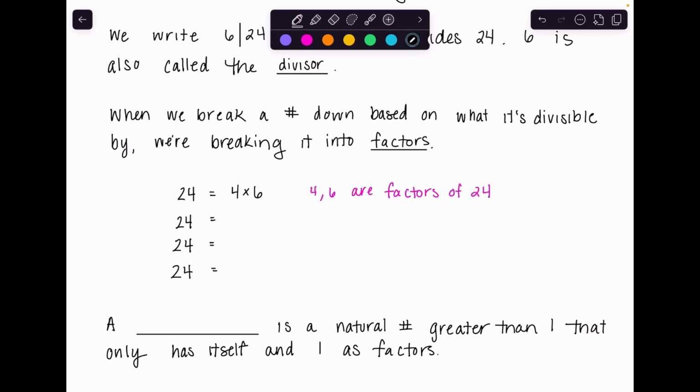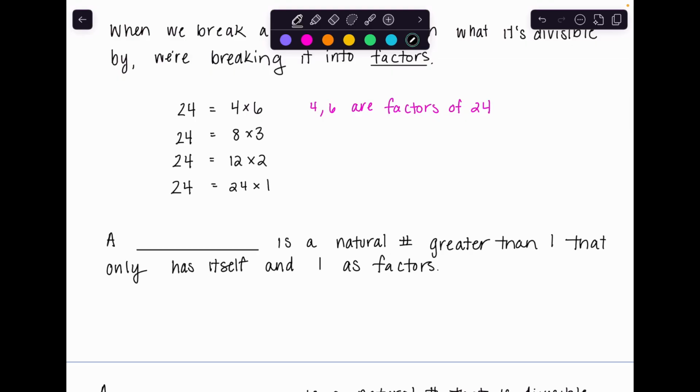But you can really do this other ways. Well, 24 is also 8 times 3. So you can say 8 and 3 are factors of 24. You can also do 12 times 2. And then you can also do 24 times 1. All of these are ways to break down 24. If you can't do this with a number, you're really only left with one possibility, the number times 1. In that case, that is a prime number.